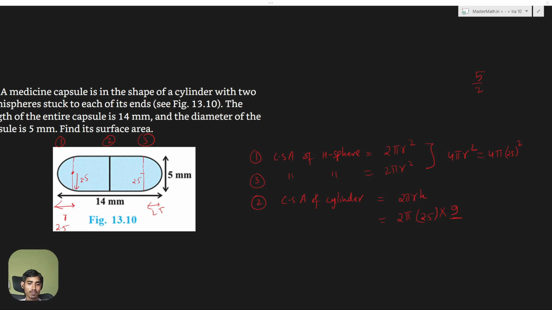Sir, I got 550 by 7 centimeters square. So I can leave it like that and solve it later. For the CSA of the hemisphere. What are you getting? 550 upon 7 centimeters square. You can keep it as it is, for later. Okay.